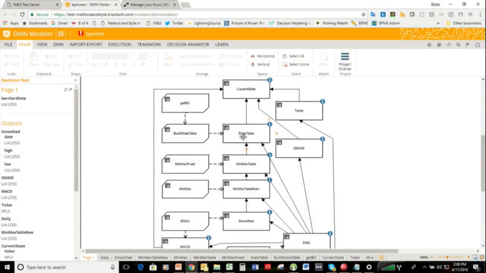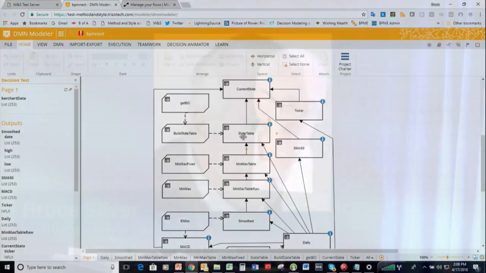That really shows how to create fairly complex decision logic if you're not a programmer, and I'm certainly not, using DMN, deploy it as a service, orchestrate it, and actually do something useful with it.